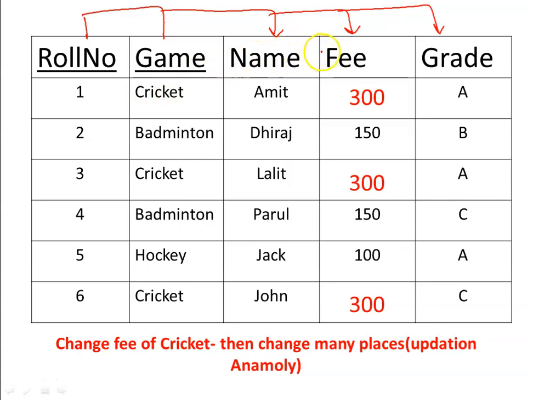That means fee is a non-prime attribute. In this case, name, fee and grade are non-prime attributes. Name and grade are dependent on roll number. Fee is dependent on the game. That means, very obviously, partial dependency exists in this table. So what we require to do is eliminate this partial dependency.